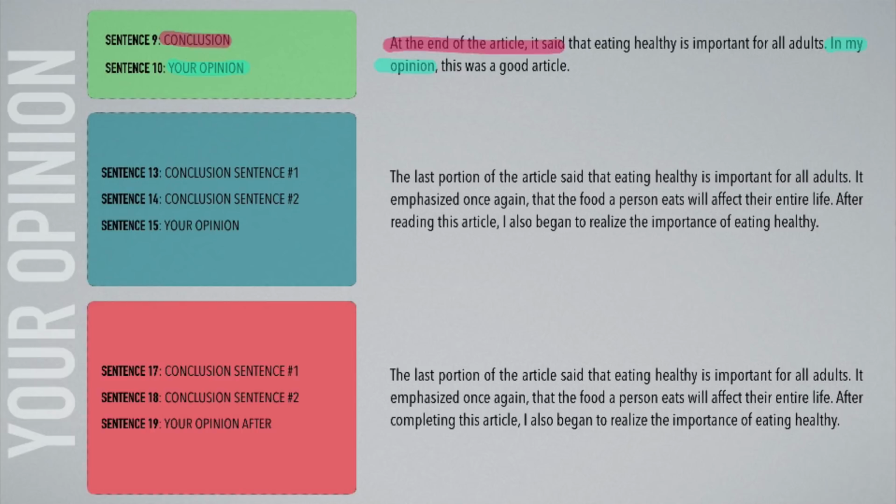Okay, now for the intermediate level, there are 3 sentences. Now, the first sentence is the conclusion sentence number 1. Okay, and it says, the last portion of the article said that eating healthy is important for all adults. Now, the pattern in this sentence is, the last portion of the article said ... Here we go. The last portion of the article said ... Now that's better. Okay, let's keep going.